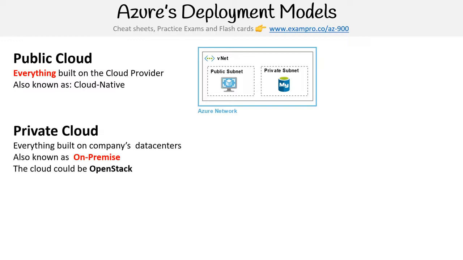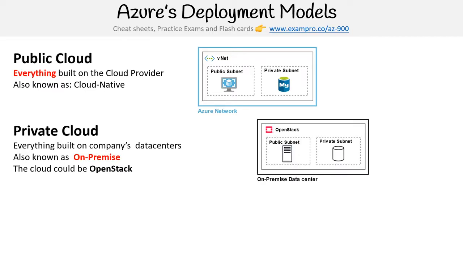And so this is where everything is built on the company's data centers, also known as on-premise, because it's within the premises of the organization, like their physical location. An organization could technically be operating their own cloud, but it would be private cloud, and they could be running some open source cloud software that mimics what Azure would do, such as OpenStack. So it looks very similar, but you just put an OpenStack in there, and it's running a virtual machine or a server, and it's also running a database.